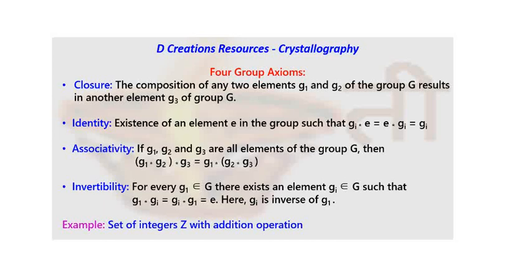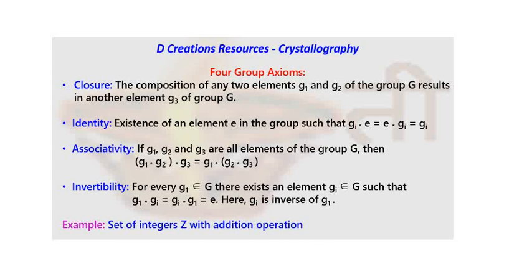Now let us look at the property of closure. Take any two integers, for example 7 and minus 4. If I combine them, what do I have? 3. In this way, you can take any two integers and if you add them, you are going to get another integer. So that means the property of closure is true.